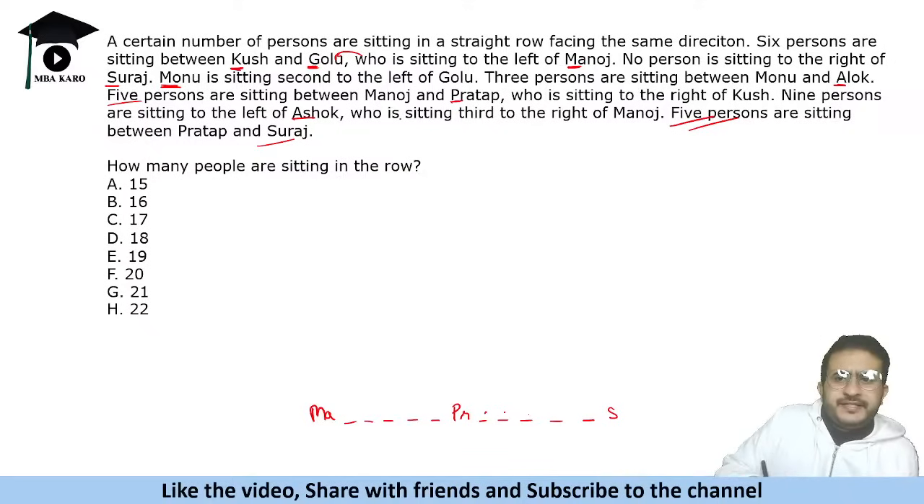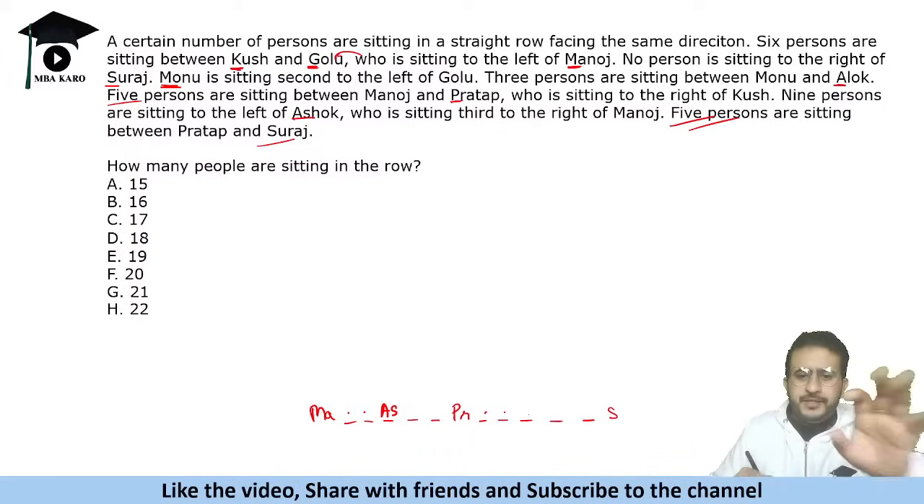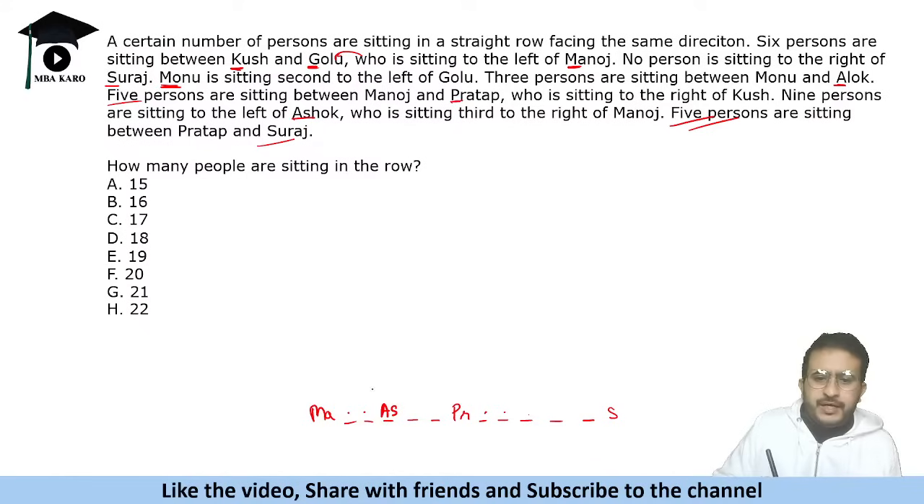Now it says nine people are sitting to the left of Ashok, who is sitting third to the right of Manoj. So this is Manoj. One, two, third is Ashok, right? And we are given that nine persons are sitting to the left of Ashok. So using this, we can calculate the number of people. We do not need to position all people. Now nine people are to the left hand side.